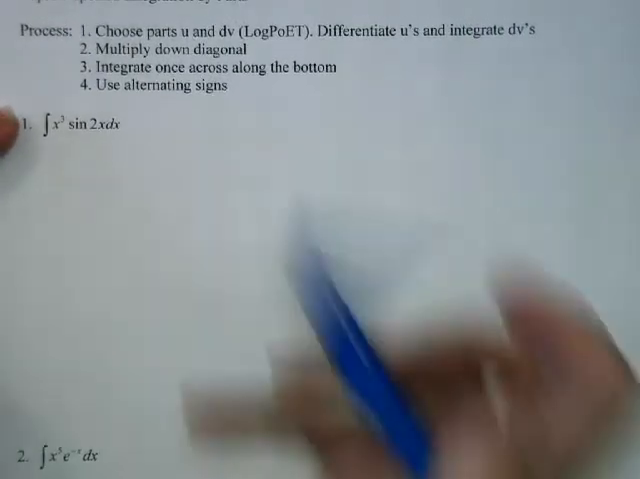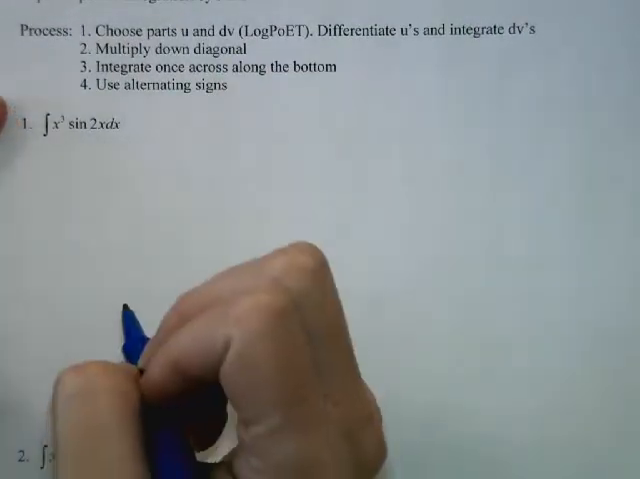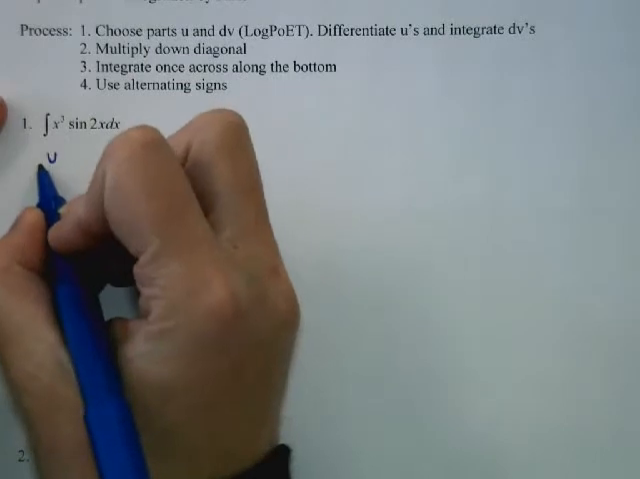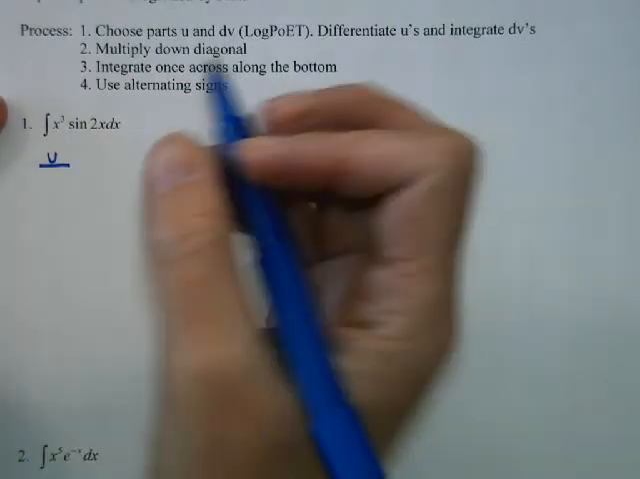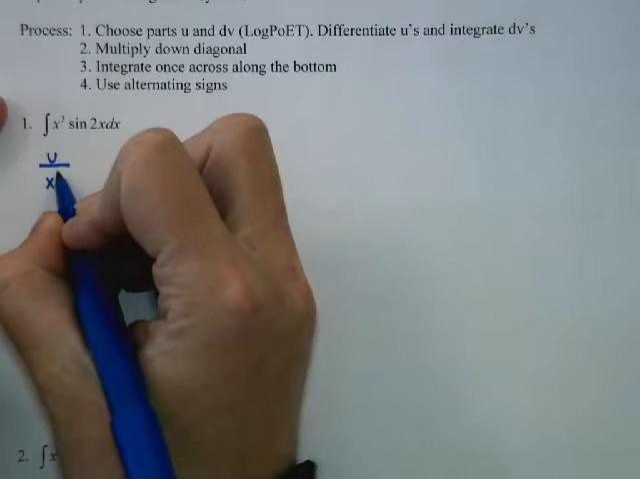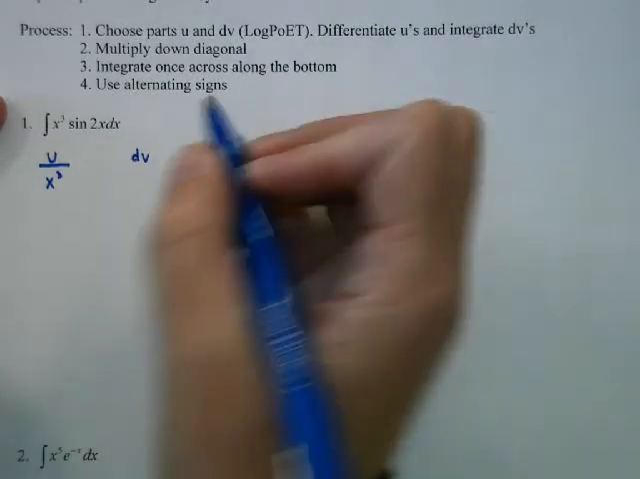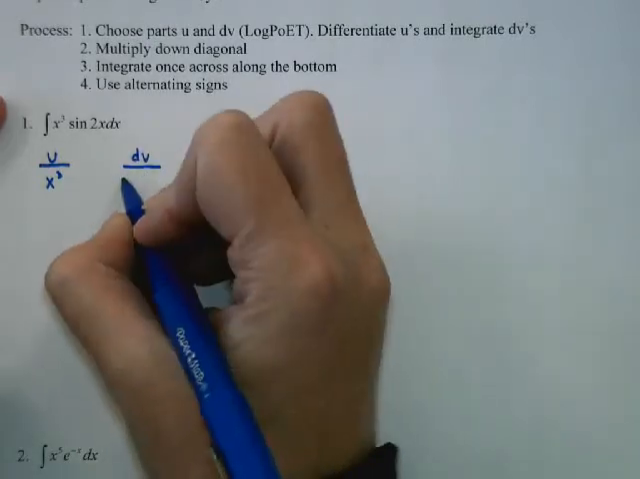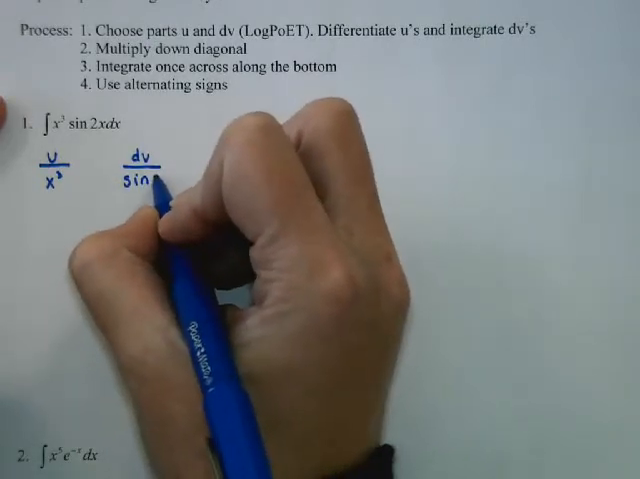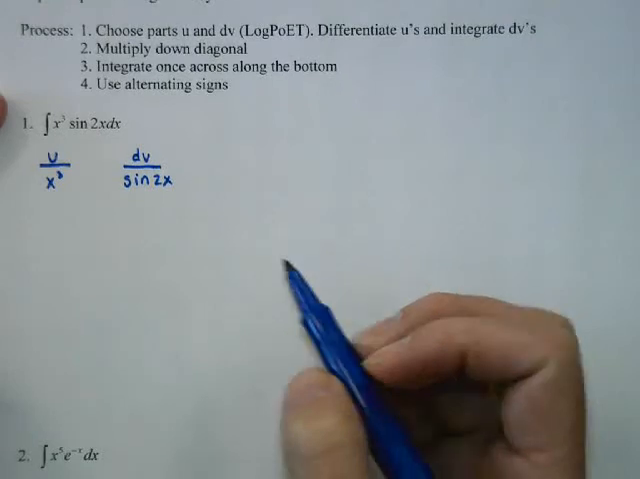Alright, so here's our process. We've got a polynomial and a trig function. So I'm going to let u, we're going to do this a little bit different, u is going to be x cubed. My dv is going to be sine 2x.